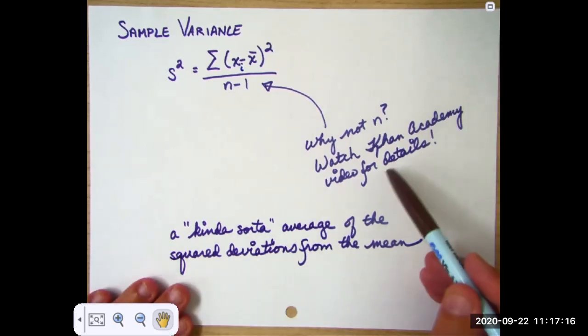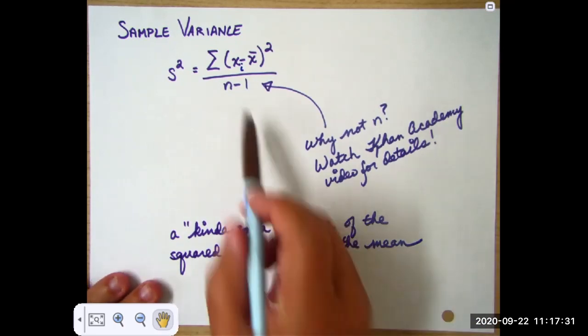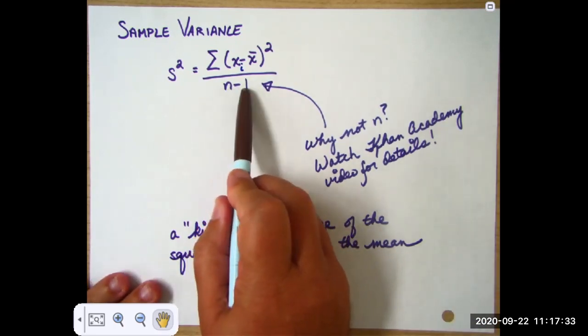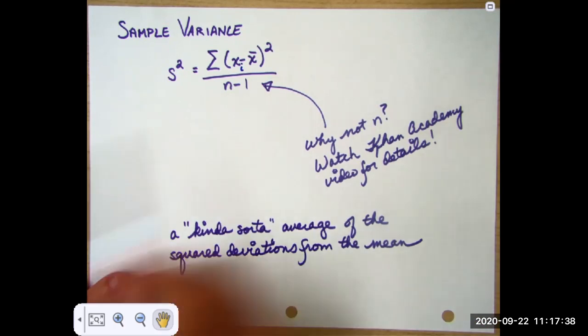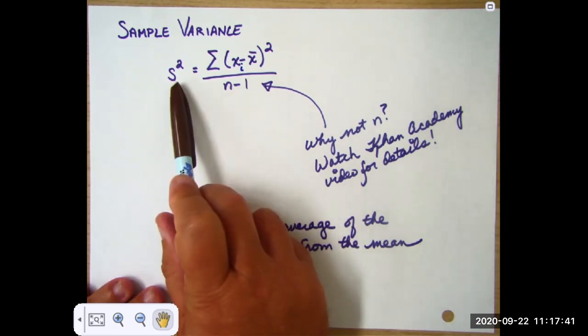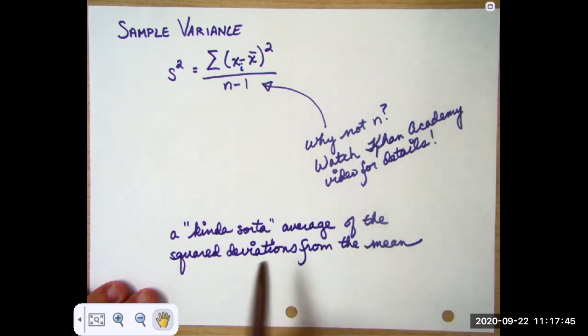Now there's a wonderful Khan Academy video that shows that. Ask me about it if you're interested, but for our purposes, it's not exceedingly important in our high school introductory statistics class why we divide by little n minus 1 instead of big N for sample variance. What matters is that you know that if it's a sample variance, we divide by 1 less than the sample size. So I call this a kind of sort of average of the squared deviations from the mean.